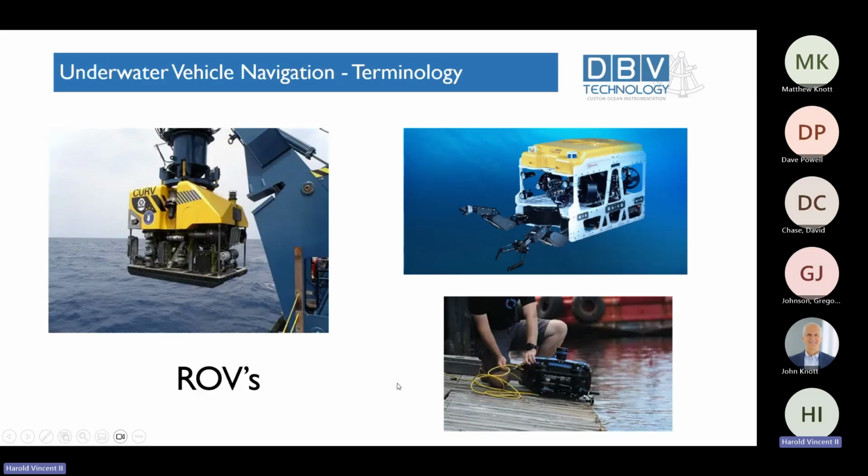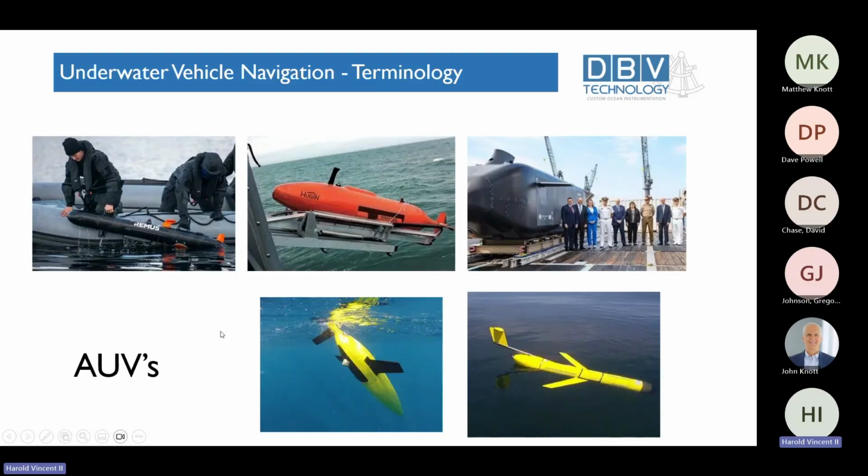But of course, that's dependent upon the visibility and the environment in which the ROV is operating. And imaging sonars are very useful in those environments where you cannot see very well. For AUVs, we have some examples here, and they also run the wide range of sizes.